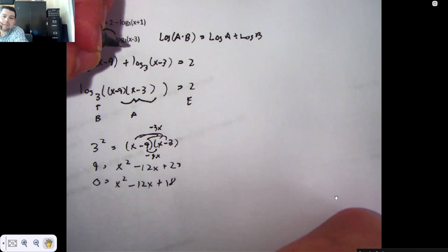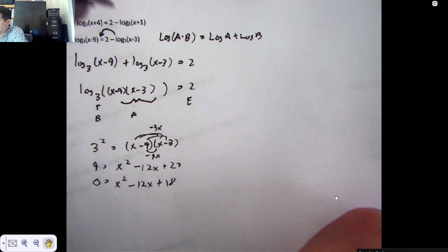Well, this one's kind of ugly. I thought this thing would work nice. I don't think I made any mistakes. Minus 12x plus 27. 27 minus 9 is 18. That or I'm just really tired. There are no factors of 18 that add to 12. You got a 3 and a 6, that's a 9. 1 and 18, that's a 19 or 17. 2 and a 9 is an 11.